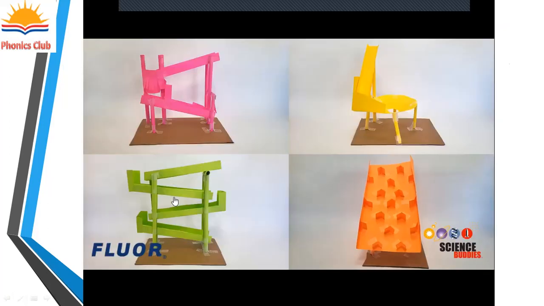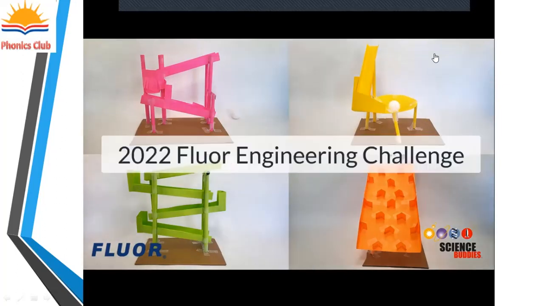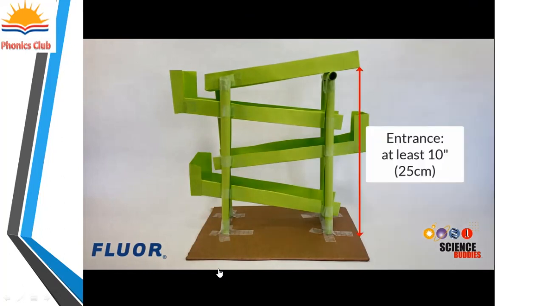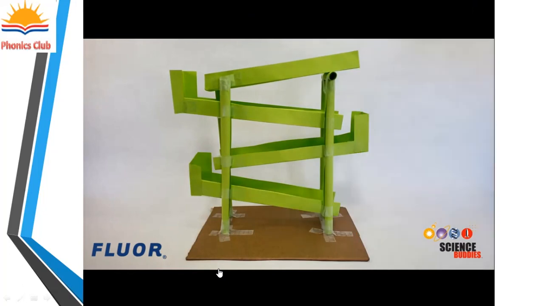Hi, this is Dr. Ben Finio with Science Buddies, and this video is an introduction to the 2022 Floor Engineering Challenge. The goal of this year's challenge is to build a ball run using nothing but paper and tape that takes as long as possible for a ping pong ball to travel from the top to the bottom. The ball run must have an entrance where the ball first touches the run that is at least 10 inches or 25 centimeters off the ground, and an exit where the ball leaves the run that is at least 1 inch or 2.5 centimeters off the ground.